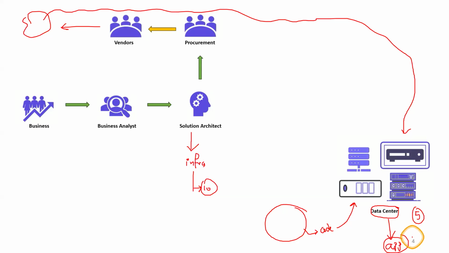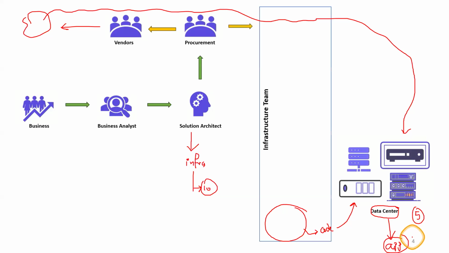The procurement team will place a request to the vendors team. Now the vendors team will purchase it and deliver it to the data center, and it could take a lot of time also. Once that is received at the data center, the field engineers will take charge, and they will do the rack and stack for that.